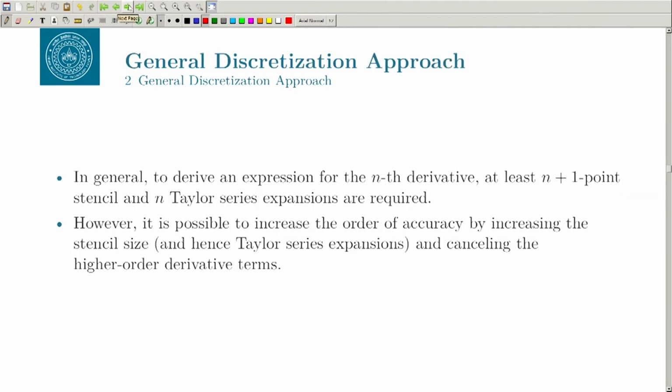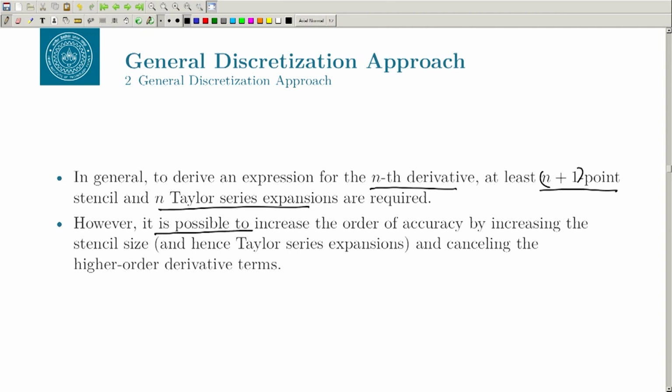So, before that it is important to remember, as we have discussed earlier, that if you want to get the nth derivative, you need at least an n plus 1 point stencil. Okay, this is the number of points. If you want to get the second derivative, you need at least a 3 point stencil. If you want to get the third derivative, you will need at least a 4 point stencil, and you have n Taylor series expansions, because you may not need one for the central point around which you are trying to find the derivative. So, you do not need an expansion there, but for all other points you need to have the expansion around the central point.